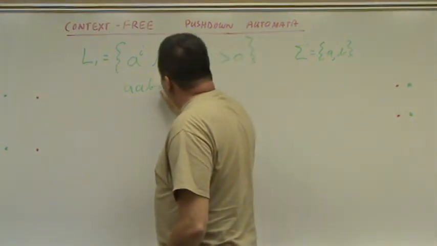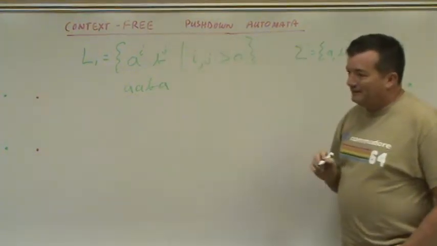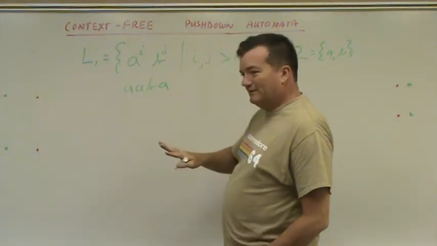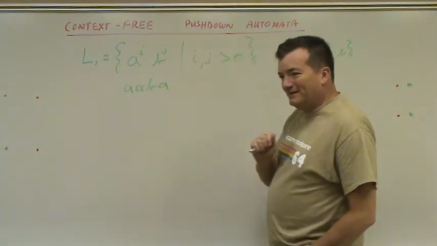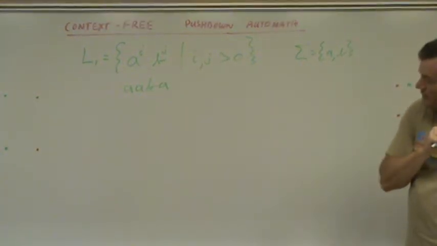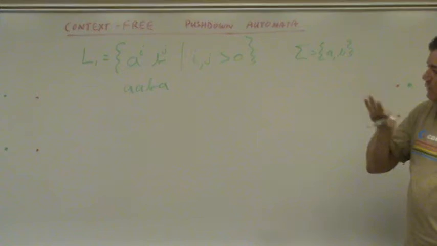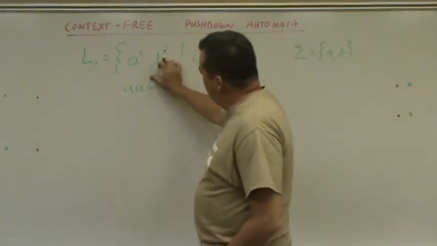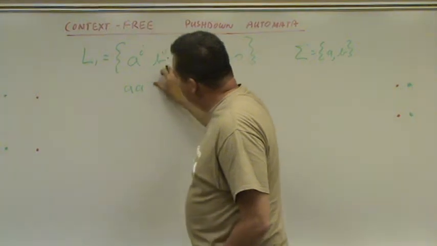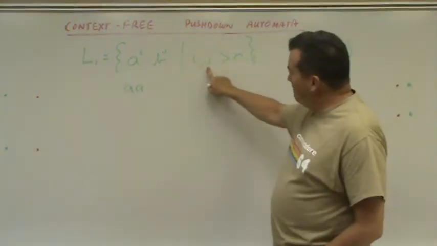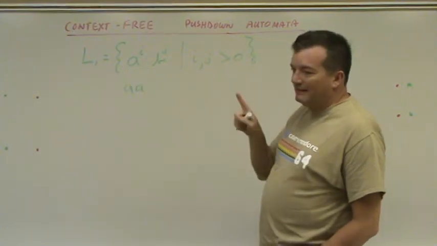Now, is this in our language? No. And what's the problem? The problem is, what is it? Because in our language we have A's followed by B's. Right, and once we see a B, we should never see another A. Okay. Would this be in our language? 2 A's? No, because J must be greater than 0. We must see at least one B.